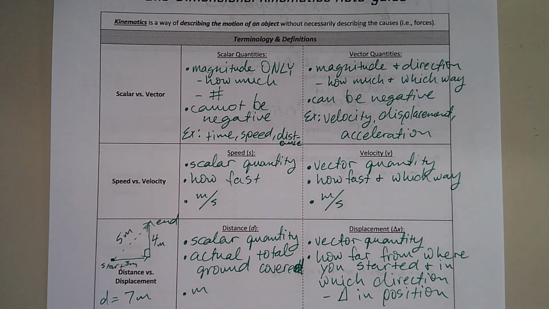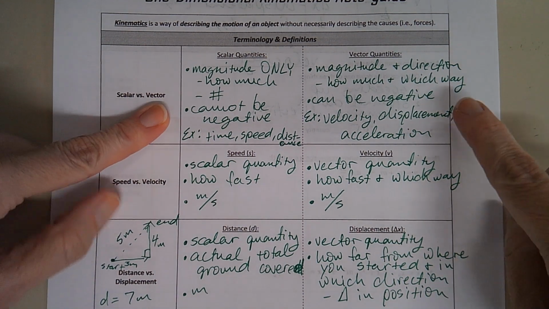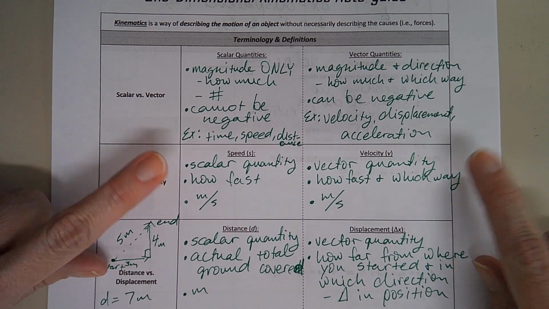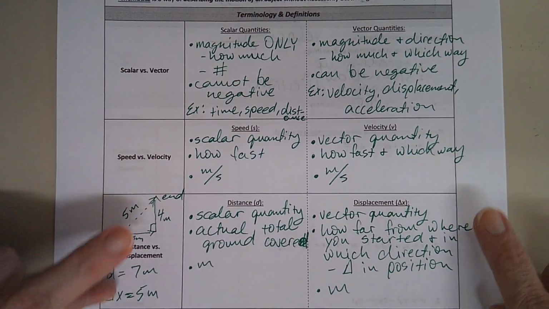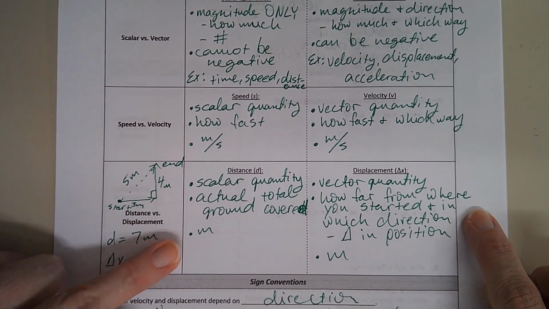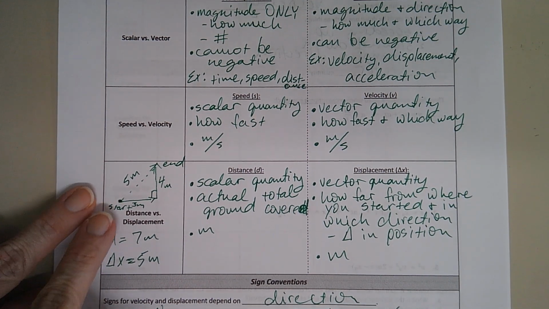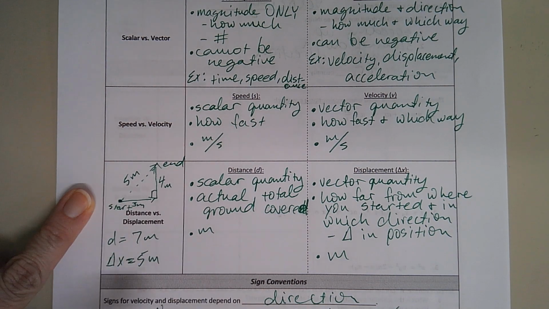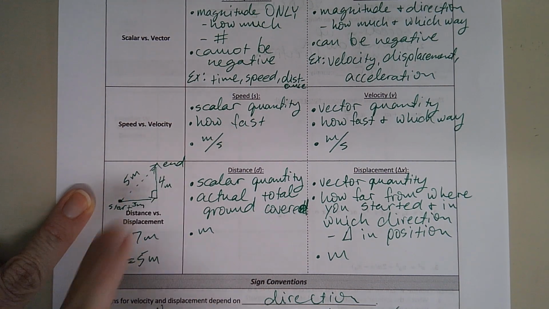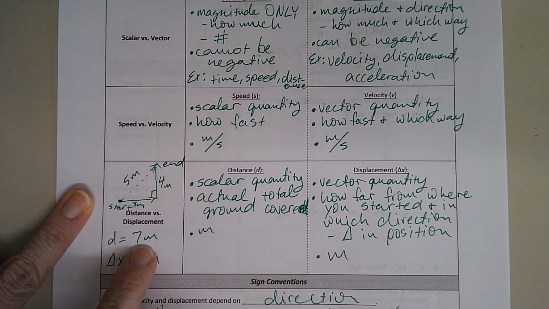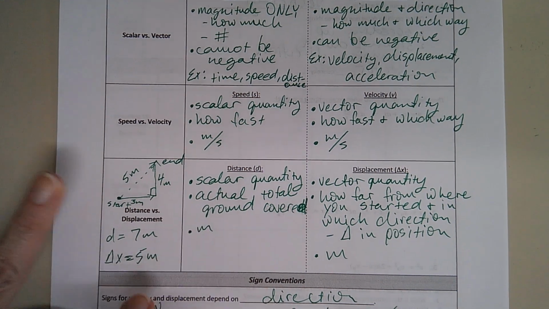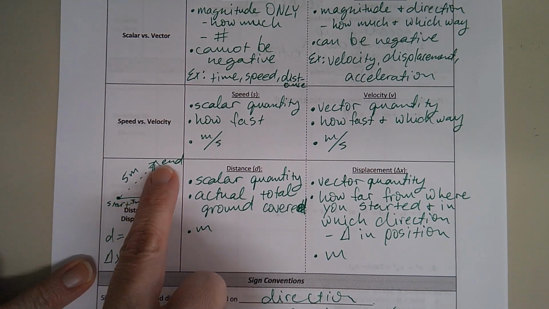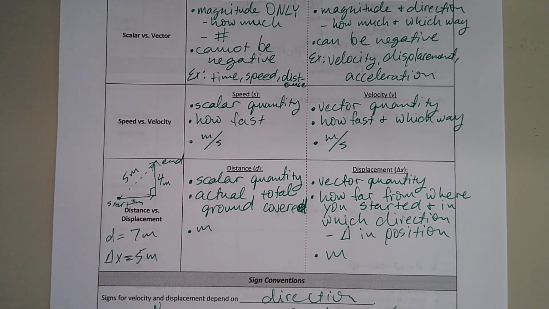So we talked about scalar versus vector quantities, and we gave you some examples, and speed versus velocity with the units, and distance versus displacement. We have a little graphic where we start here, walk 3 meters that way, and then 4 meters that way. From start to end, the total distance traveled is 3 plus 4, which is 7 meters. But the displacement from start to finish is just 5 meters, because it's the hypotenuse of that triangle.